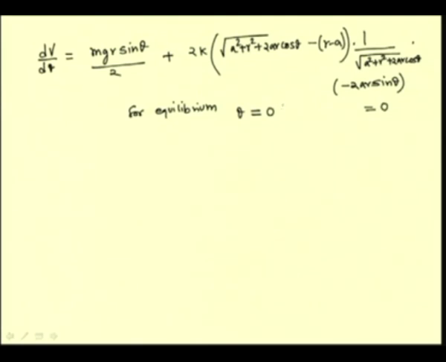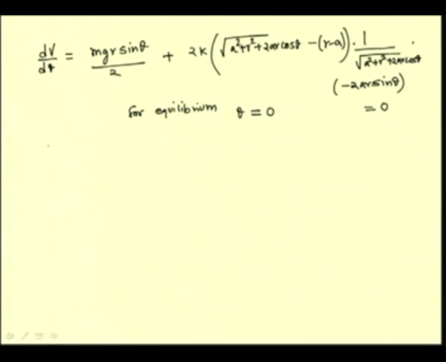Now, let us see whether this equilibrium is stable, or under what condition this equilibrium is stable, because that is our interest. We are interested to find the stability of the equilibrium for the closed position of the door. So, let us now find this quantity, that is d square V by d theta square, the second derivative.